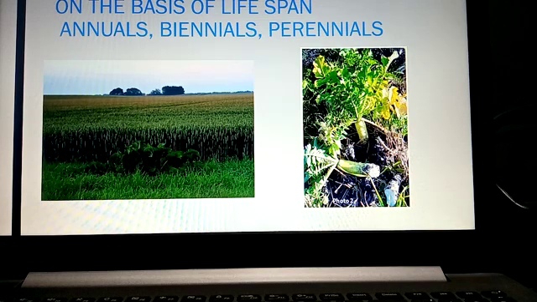And coming to perennials, perennials are the plants which live for many years. In those many years, they produce flowers and fruits many times in their lifespan. So examples of these perennials are mango, guava, neem, etc. Almost all the trees come under the perennials. So on the basis of lifespan, the plants are divided into annuals, biennials and perennials.